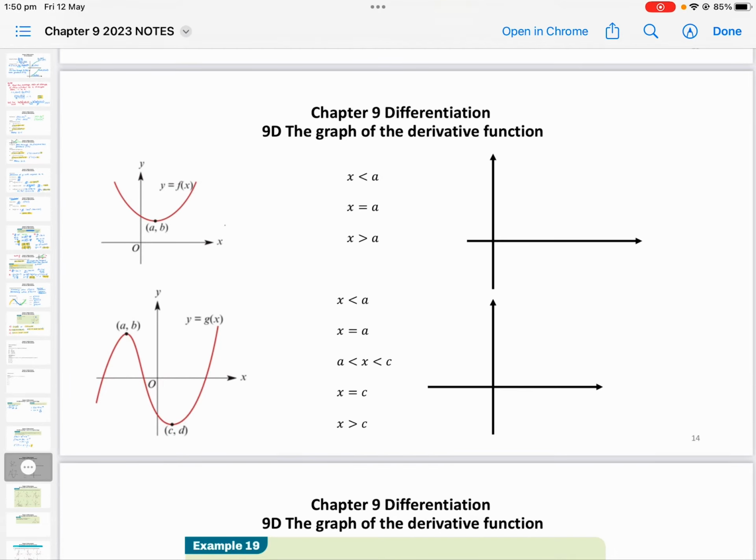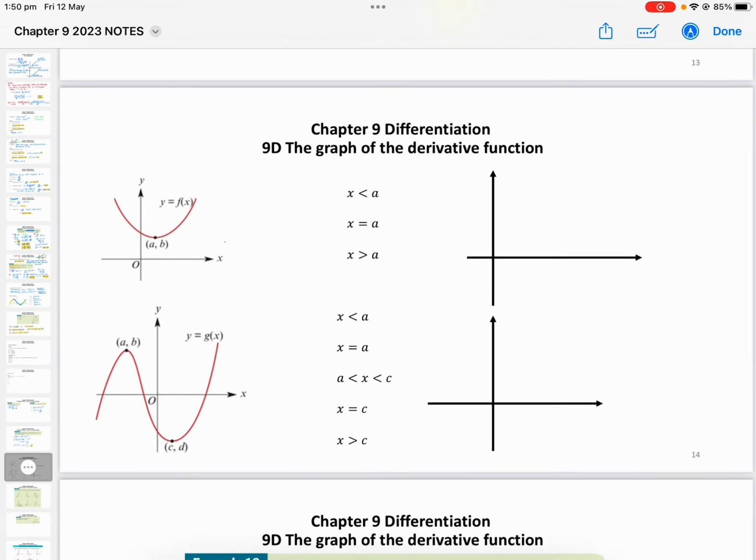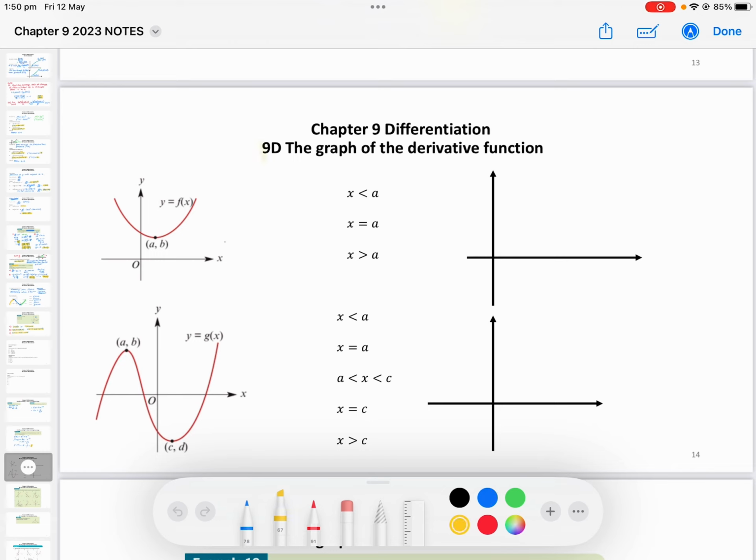So we're going to have a look at 9D, which is graph of the derivative function. With this first diagram we've got here, this is a parabola. Anything that's a parabola, we call that a quadratic. And if we take a derivative of a quadratic, we would get something that's linear. Like if we went from x squared, that would go to 2x.